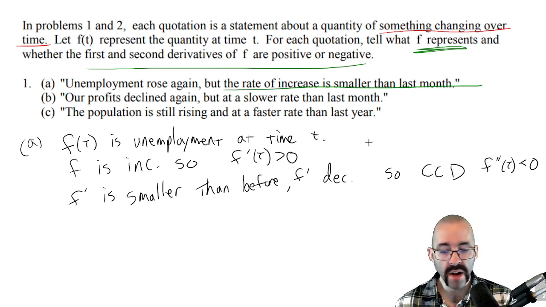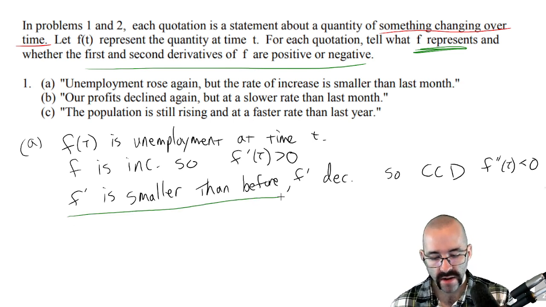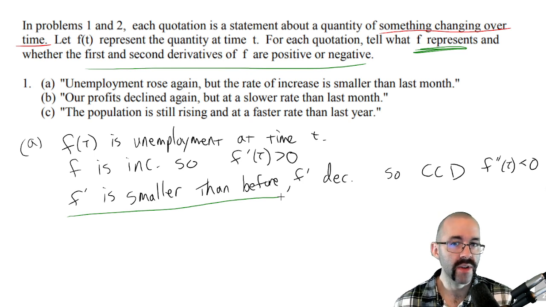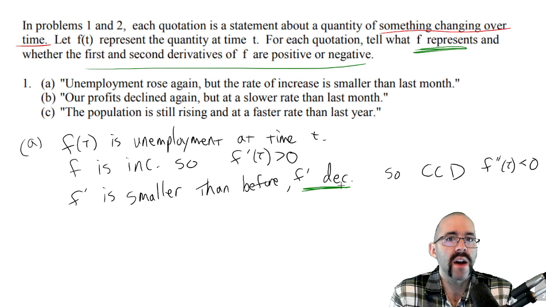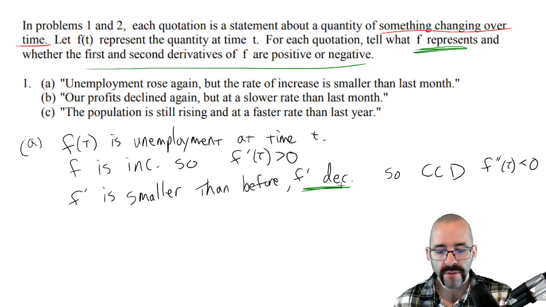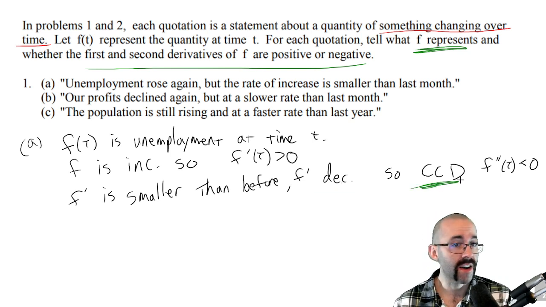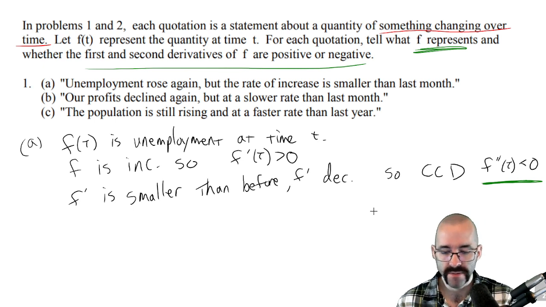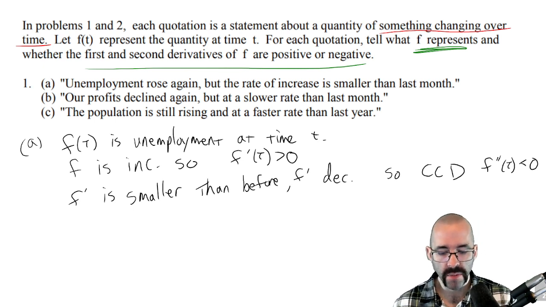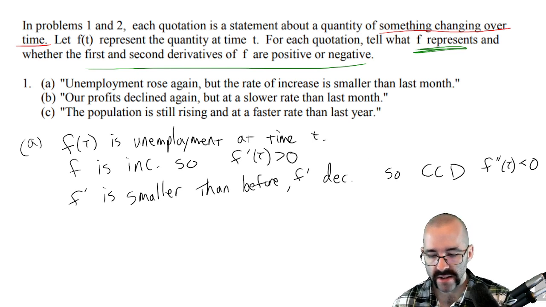So that's the thought process for the second derivative. Rate of increase is smaller than last month. That means the rate of increase is f prime, so f prime is smaller than it used to be. If f prime is smaller than it used to be, that means f prime is decreasing. It means it's going down. f prime decreasing is our definition of concave down. And concave down, another way of thinking about that, is having a negative second derivative. We can combine all of this stuff. It's increasing at a decreasing rate.